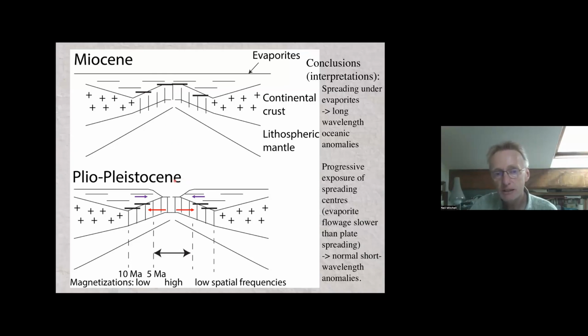Towards the present day, we've had more seafloor spreading, so the whole system's been opening. But at the same time, the evaporites have been flowing towards the spreading center. But this flowage has occurred slower than the seafloor spreading at the deeps. And so the deeps have opened up. And that opening of the deeps and cooling of lavas at the seabed by seawater possibly started at 5 million years. And that's when we started to get these very high frequency anomalies.